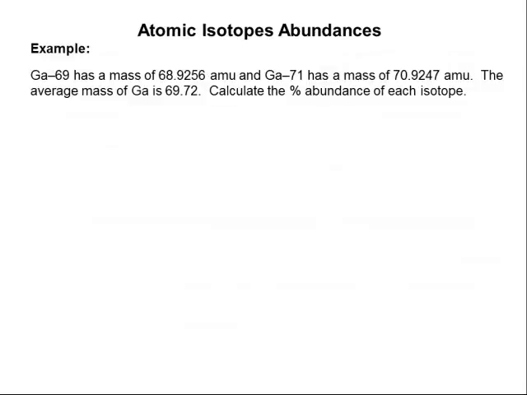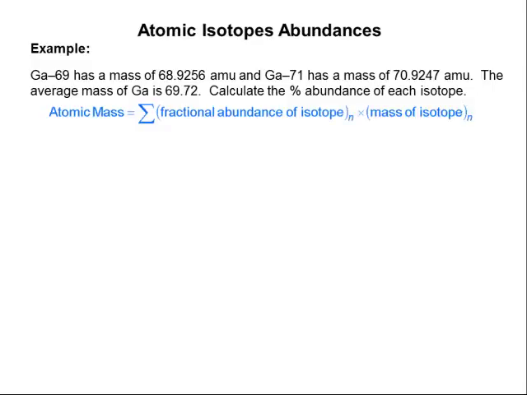So we have gallium-69 with its mass, and we have gallium-71 with its mass. And we actually have the average mass of gallium. What we want to do is calculate the percent abundance of each isotope. So keep in mind this equation.